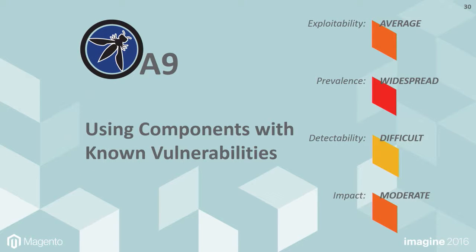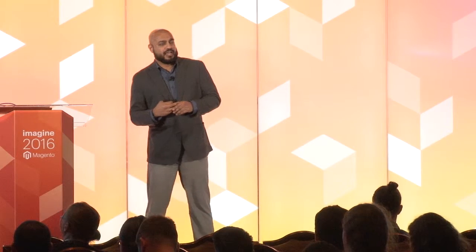A9, using components with known vulnerabilities. There's something called a CVE list, Common Vulnerabilities and Exposures. It lists the vulnerabilities that exist in various versions of software. If you're using, say, an older version of Apache, an older version of Varnish, or something with an existing vulnerability, then obviously you're vulnerable. There's not much more to say about that. There's a reason why it's A9, so low down.